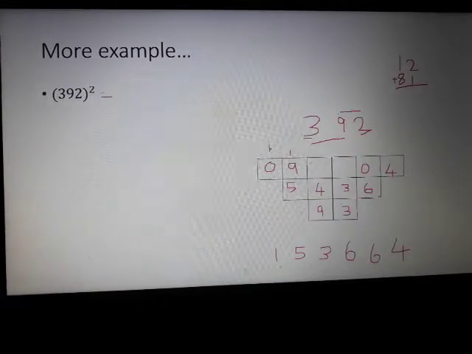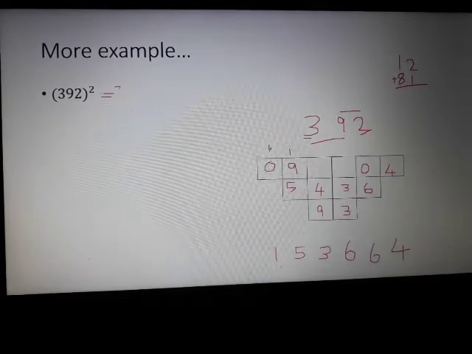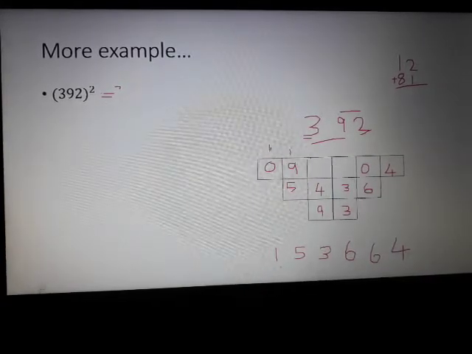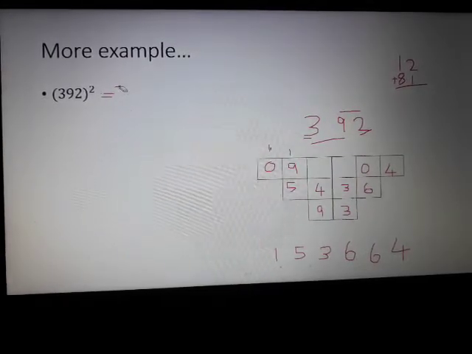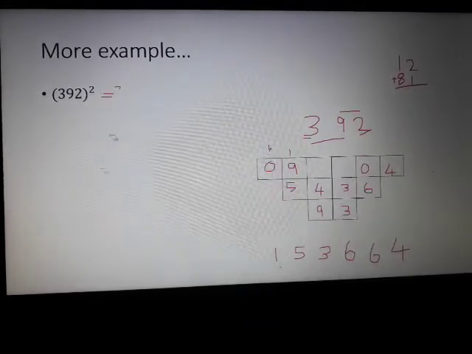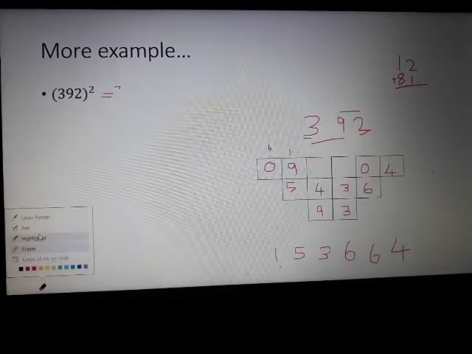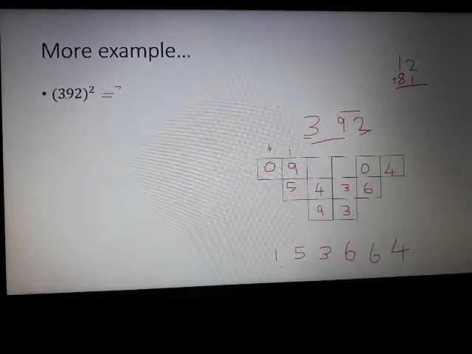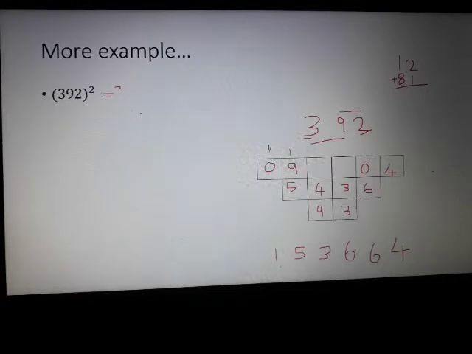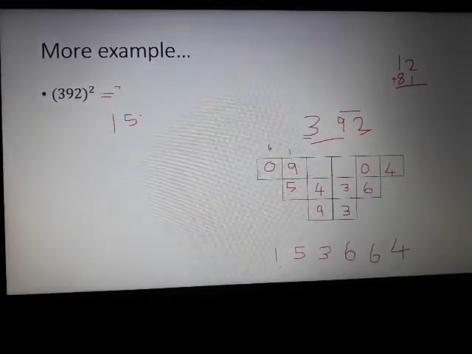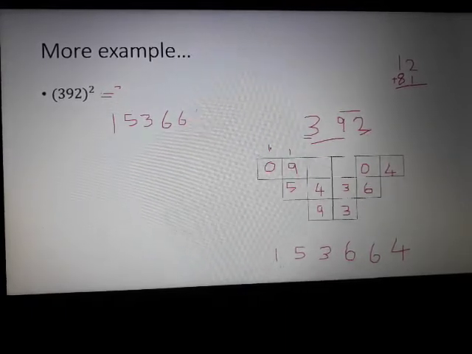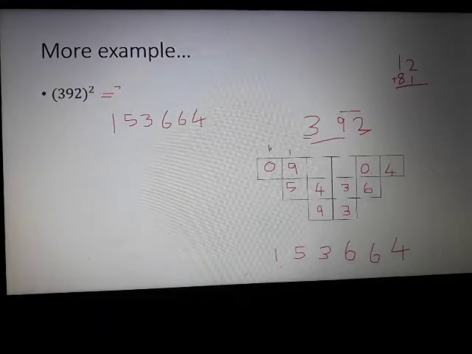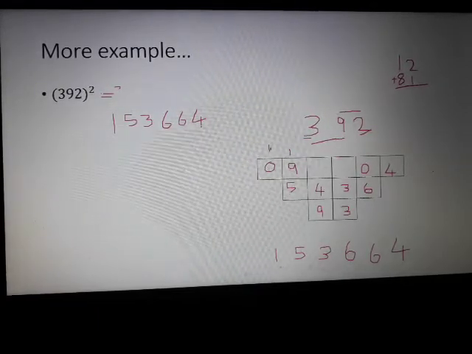So the result of 392 squared using inverted pyramid technique is 153,664. Now let's cross check the result with the help of a calculator.